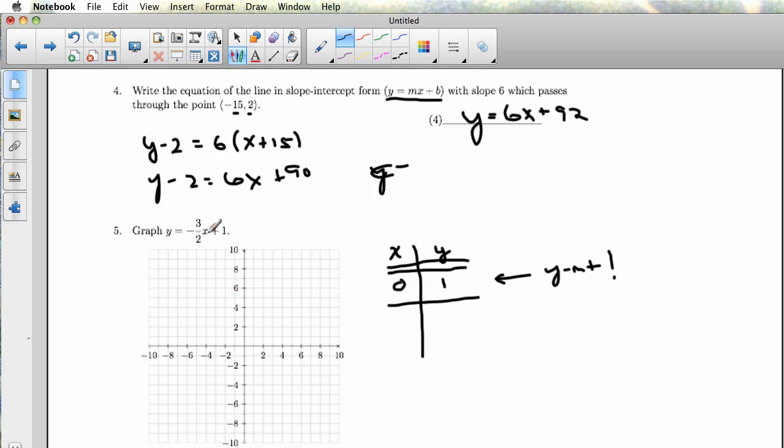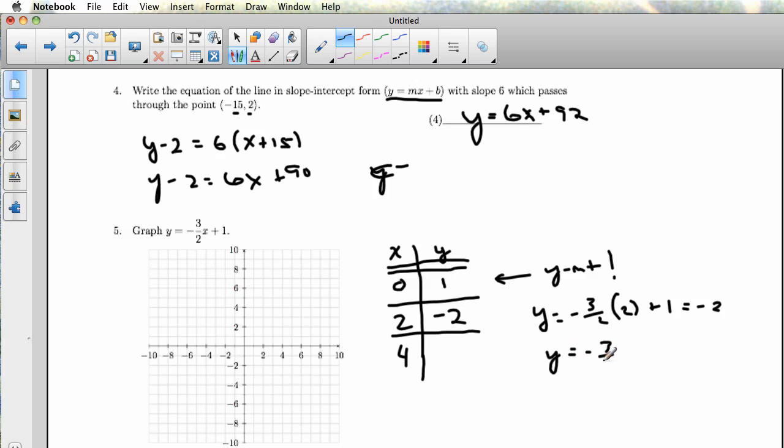Other numbers that would be easy to plug in, well, if I don't like fractions, plugging in an even number for x would be good because that will make this part a whole number. So if I use 2 for x, then the equation, I'll write this out. It says y is negative 3 halves of 2 plus 1. So this is negative 3 plus 1 is negative 2. So when x is 2, y is negative 2. And then just for good measure, let's see what happens when x is 4. Here I'll have negative 3 halves of 4, which is negative 6, plus 1 is negative 5.